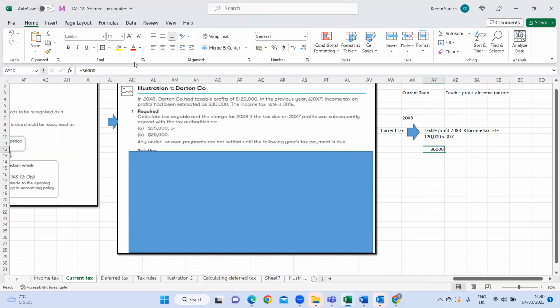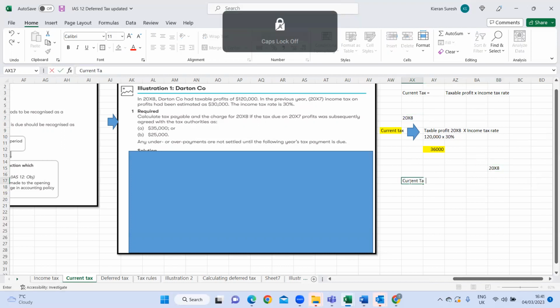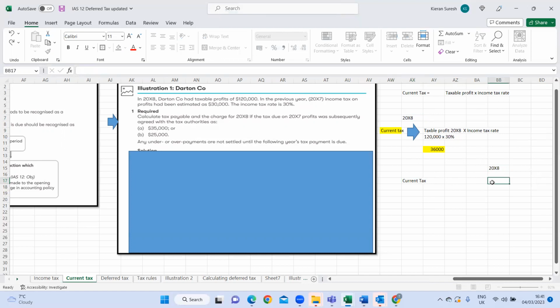I would debit the profit and loss account 36 and credit the tax liability. This is my current tax. So now I come back to my 2018 figures. Let me consider them as workings. For 2018 workings, my current tax according to the taxable profit is 36,000.